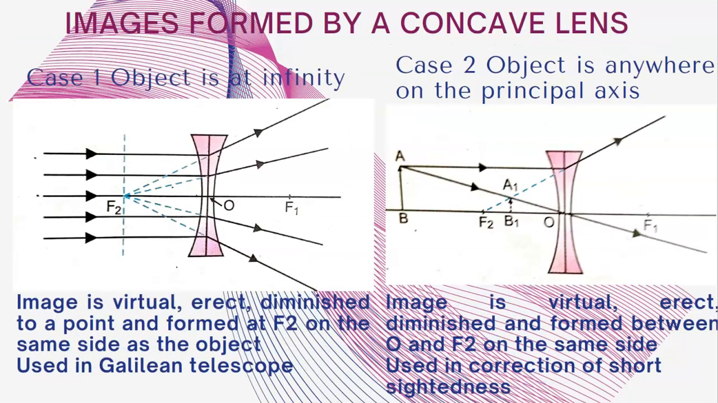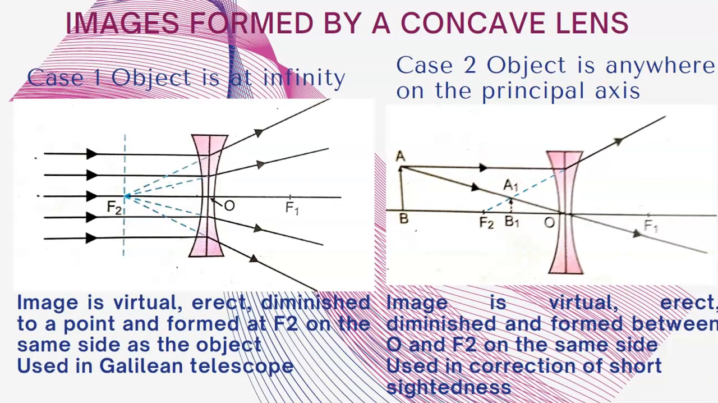Coming to the images formed by a concave lens. For a concave lens, we have only 2 cases. Case 1, which is very similar to the convex lens, the object is at infinity. So if we have rays of light coming from infinity, two rays of light are coming from infinity. After passing through the concave lens, they will be diverging as shown.